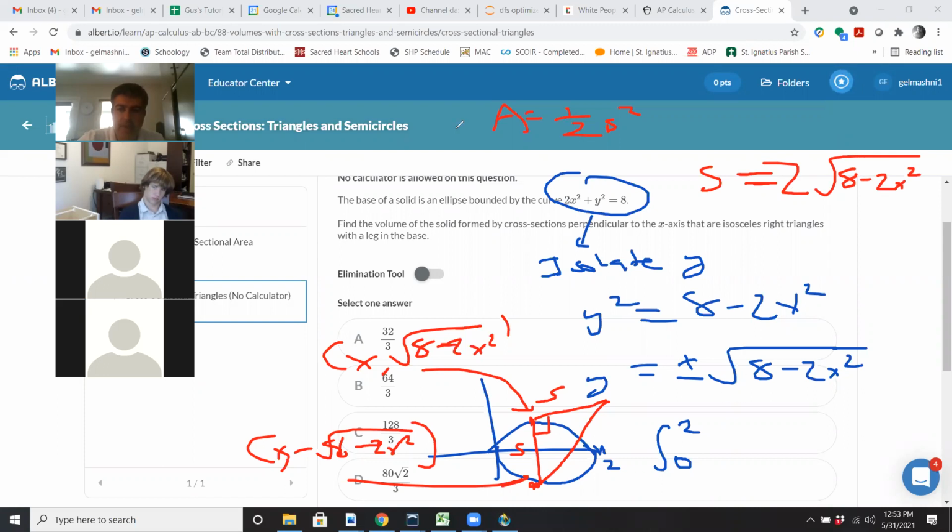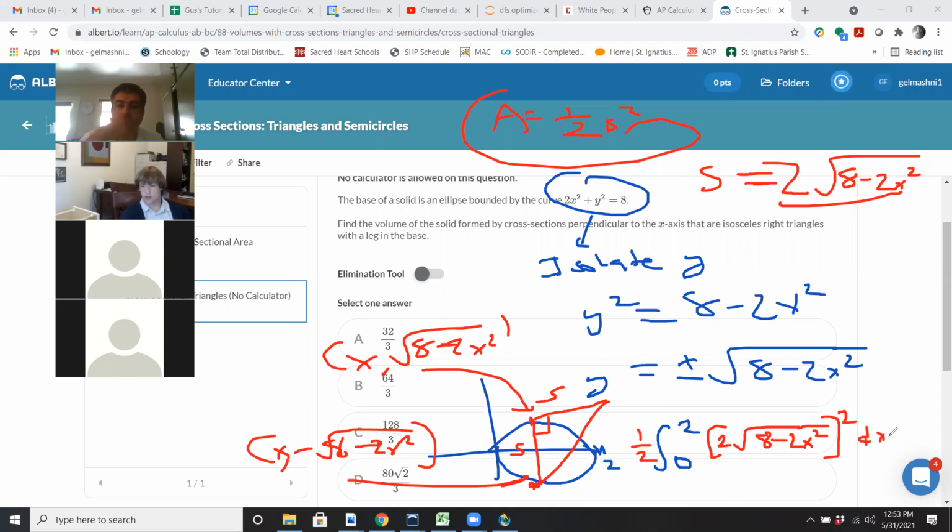And of course, area is 1/2 s squared. So I could put 1/2 on the outside and square that sucker. Why are you only integrating from 0 to 2? Because it's bounded that way. So remember, this is what we got as our equation here.